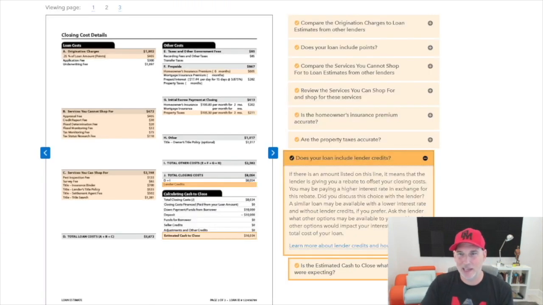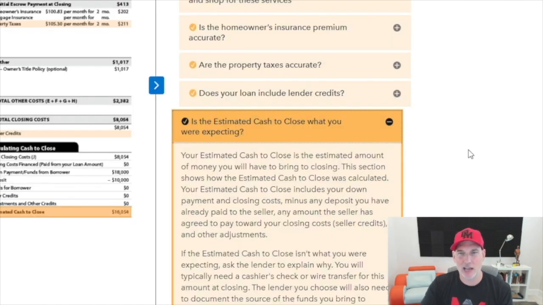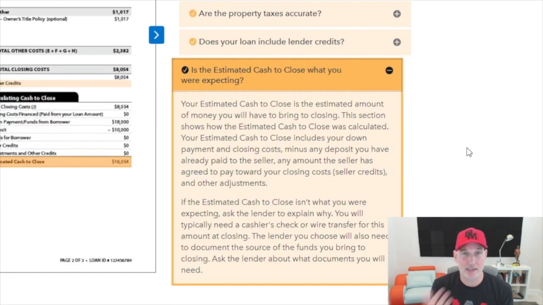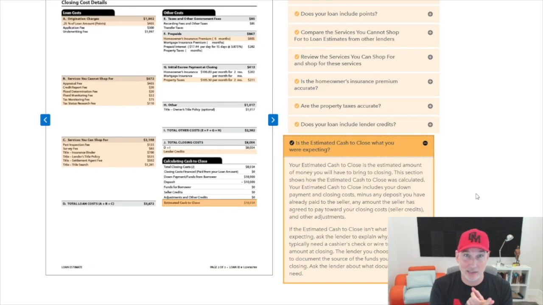Okay, and the last thing is that you just make sure that your cash needed to close is as expected. This will be the number that comes from page 1 of the loan estimate. So this is the amount that you will need at closing. It has everything in there. Your deposit, if you made an earnest money deposit for your home purchase, any seller concessions, any other credits that are given to you at closing, it's all in there. So if this number is wrong, raise the red flag, deal with that with your lender right away.